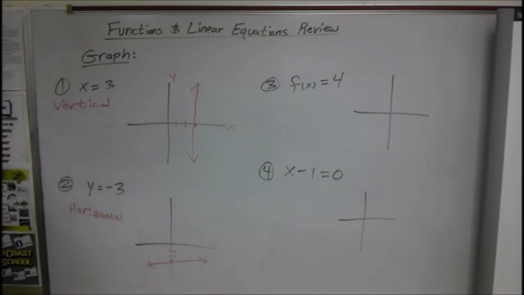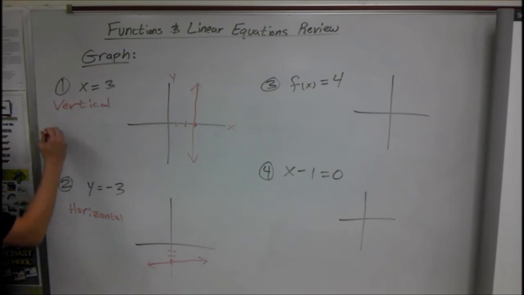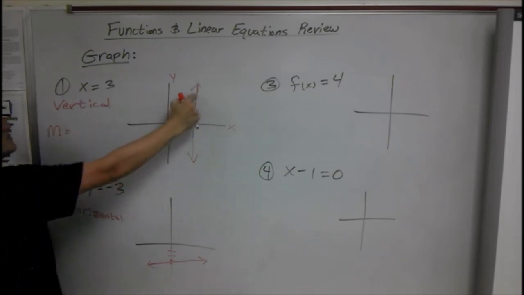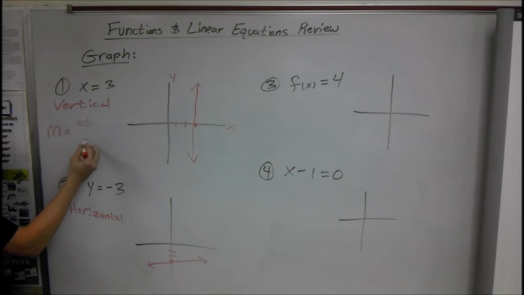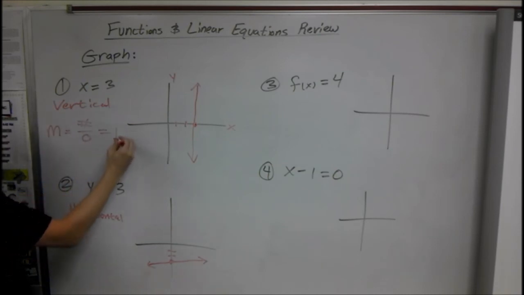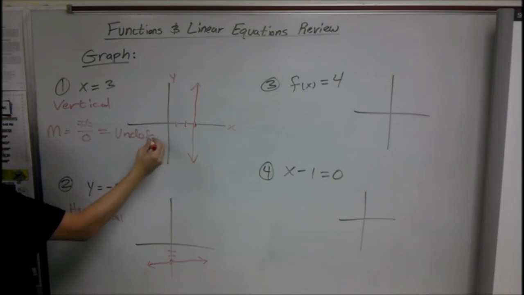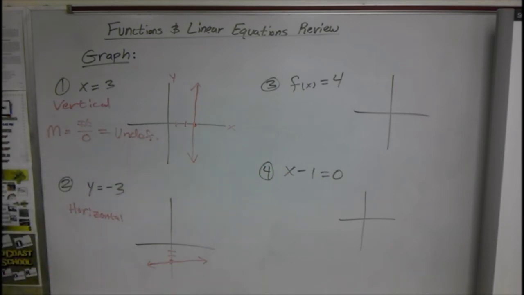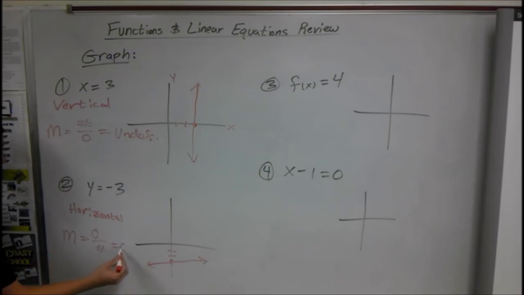Another thing you need to know about these is their slope. For the slope of a vertical line, you have a rise, but you don't have a run. So the slope of a vertical line, you'd be dividing by 0, which is undefined. For the horizontal line, you have run, but you don't have a rise. So your slope is going to be 0 over some number, which is 0.